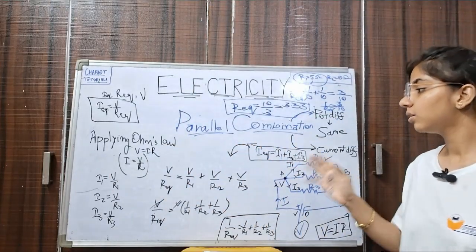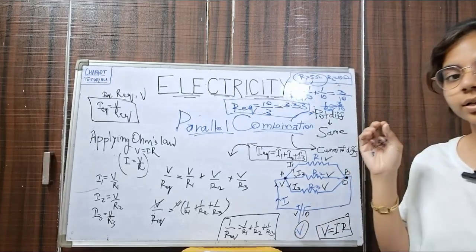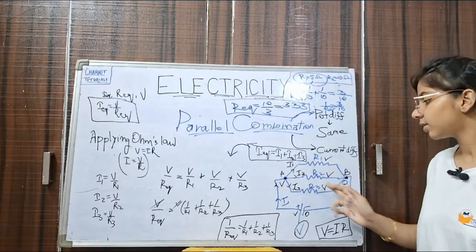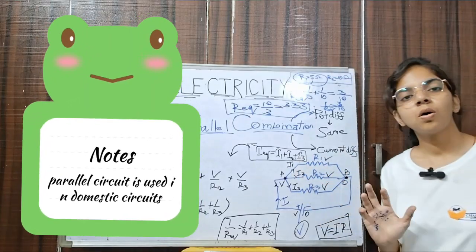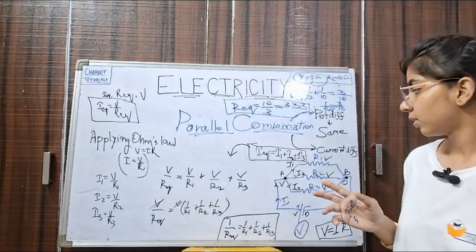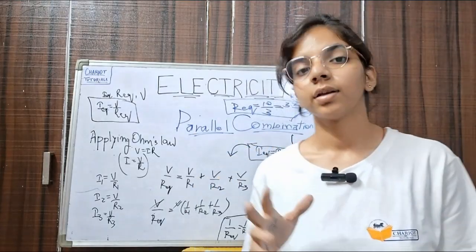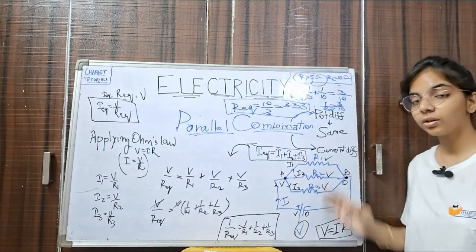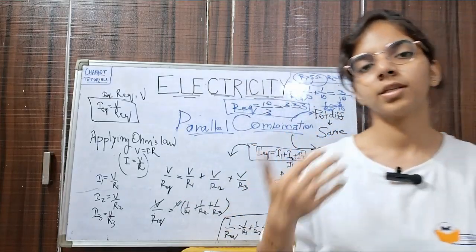Now the parallel combination is the circuit that is used in our domestic circuits. Why? Because in this, each resistor will take current according to its requirement. The current is getting distributed, which means all the appliances can get the current according to their own requirement, right? That is why parallel combination is used, and it is also very safe. Even if any one circuit breaks, it will not affect the whole circuit. All the other devices will keep on working. So these are some of the advantages of parallel combination over series combination.